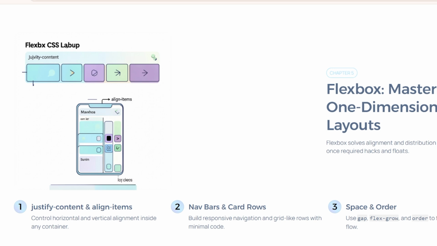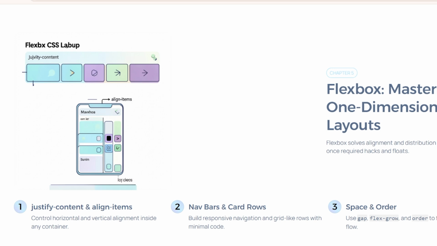Okay, and then the second one is navigation bar. Flexbox is perfect for navigation menus, card layouts and toolbars. Build responsive navigations like grid rows with minimal code. So the next one is space and order. These are useful properties like gap, flex-grow and order. These allow better control over spacing and positioning.